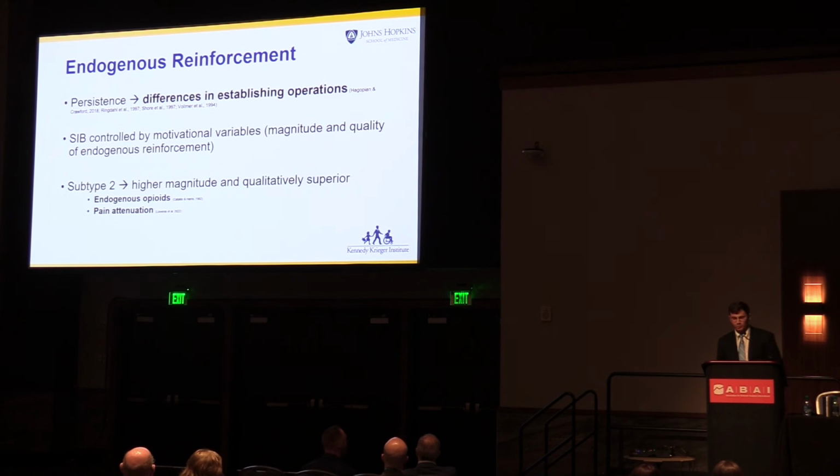I don't want to get into a few, but here's one: perhaps this differential persistence of subtype 2 SIB reflects some kind of differences in establishing operations for SIB. The idea here is SIB is maybe controlled by different motivational variables like the magnitude and quality of endogenous reinforcement. It may be that subtype 2 SIB produces higher magnitude or perhaps qualitatively superior endogenous reinforcers relative to subtype 1 SIB, such that alternative sources of reinforcement just can't compete with the sensory biological process of SIB for subtype 2. This could be related to something like the production of endogenous opiates. It could also have to do with pain attenuation.